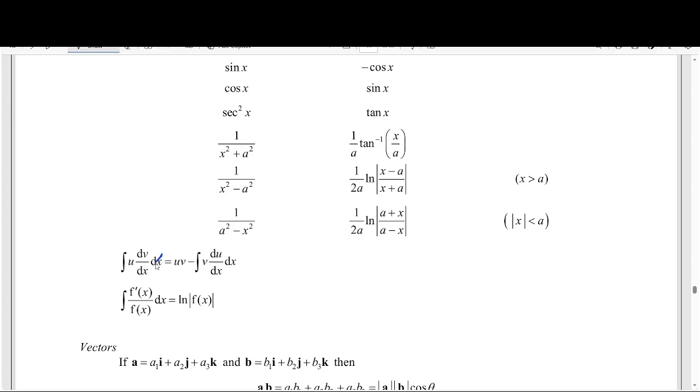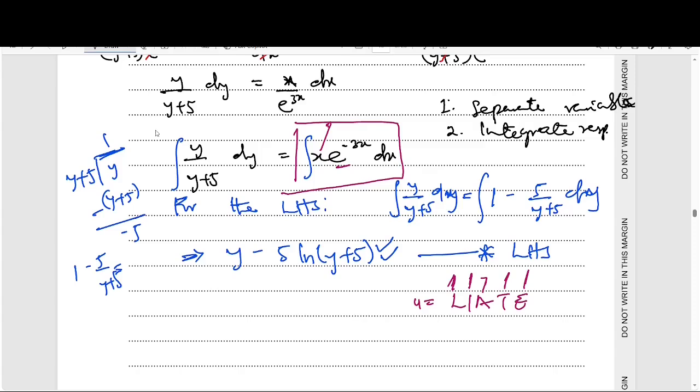In fact, if I cancel this and this out, I have the integral of u dv is equal to uv minus the integral of v du, right? So what we are doing here is, which one do you represent by u? We know we have two functions that are multiplying and we need to integrate them. Which one do you represent by u? And this is what I just wrote over here.